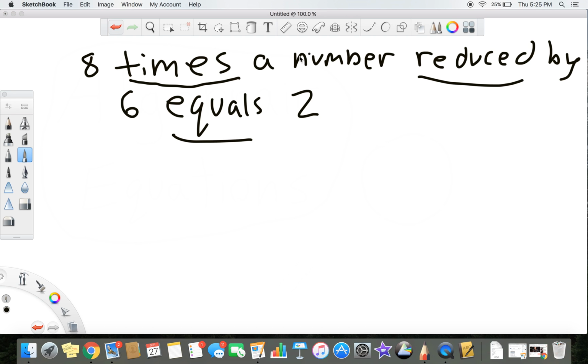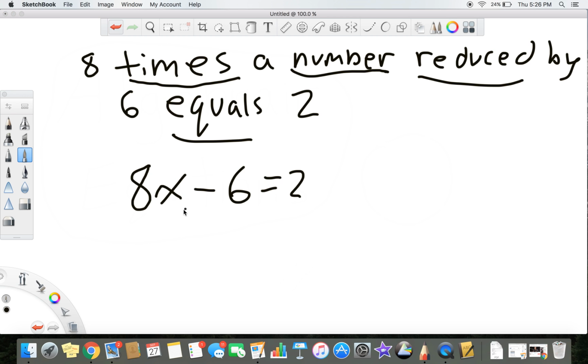Okay, let's begin. So we have a number, right? When we see a number in a mathematical sentence, this is what we call a variable. We don't have to write "let x equal" or define the variable here because it's just a number and it doesn't have any context. So we're just playing with numbers here. Let's write the number down. So we have x. We have 8 times a number reduced by 6 equals 2. So 8 times the x, reduced by 6, so minus 6, equals 2.